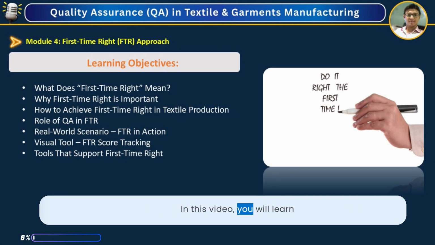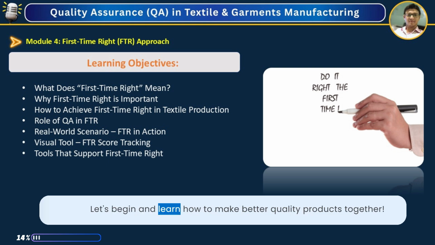In today's video, we will talk about Module 4, First Time Right Approach. In this video, you will learn: what does first time right mean? Why first time right is important? How to achieve first time right in textile production? Role of QA in FTR. Real-world scenario, FTR in action. Visual tool, FTR score tracking. Tools that support first time right. Let's begin and learn how to make better quality products together.